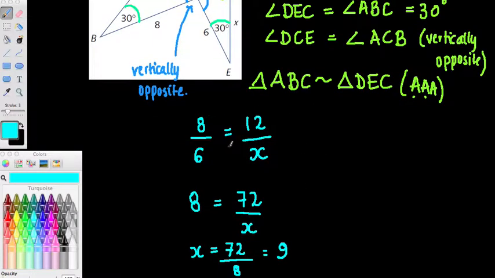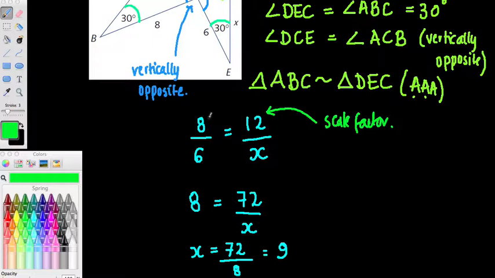So what I've done here is just set up these. This is our ratio. We've called this, as we've been going through this unit, the scale factor, haven't we? So I've said that this is the scale factor, 8 over 6, and that's got to be equal to 12 over x.